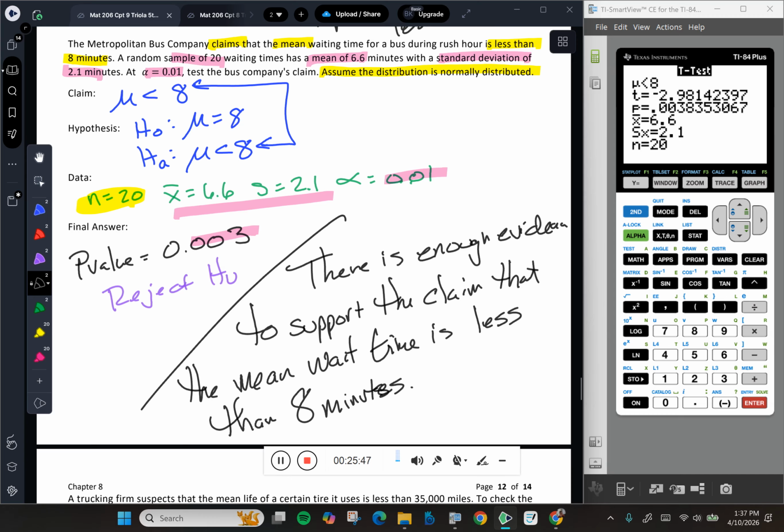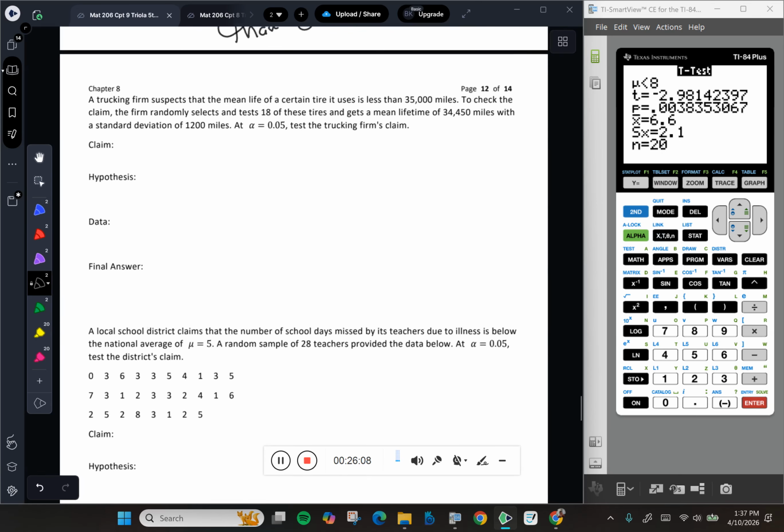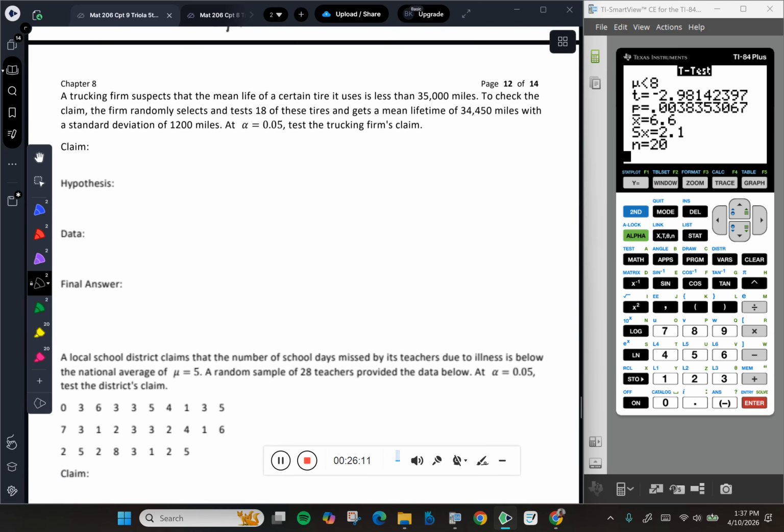Yay. So the Metro Bus Company said it's less than 8. The data supports that. So we say, hey, look, there's enough evidence. There's data. There's enough evidence, data, to support your claim. Good. All right. I got 2 more that I want to do, and then we'll take a break and come back and do the last section, which is the other case. Okay? All right. Going to start going a little faster because we're getting better at these.